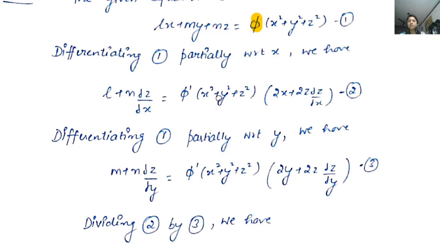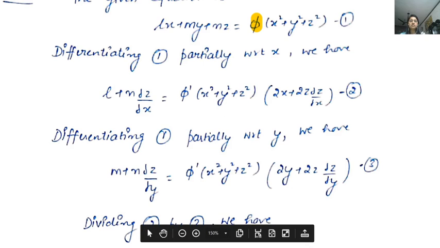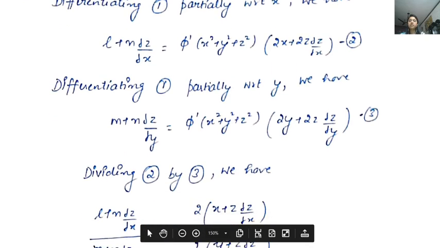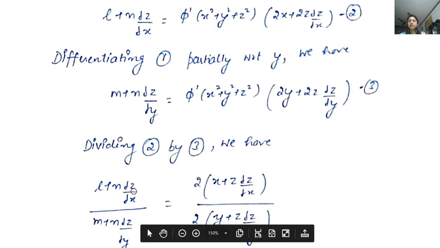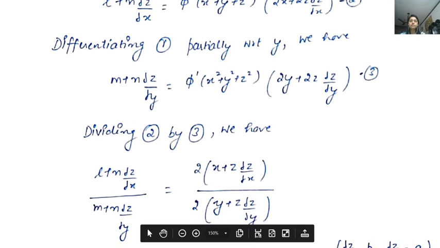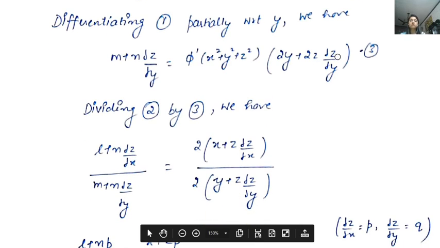We have to eliminate phi, so when we divide equation 2 by 3, phi dash will be cancelled out, so we are left with (l plus n ∂z/∂x) over (m plus n ∂z/∂y) on the left hand side, and on the right hand side we have (2x plus 2z ∂z/∂x) over (2y plus 2z ∂z/∂y).